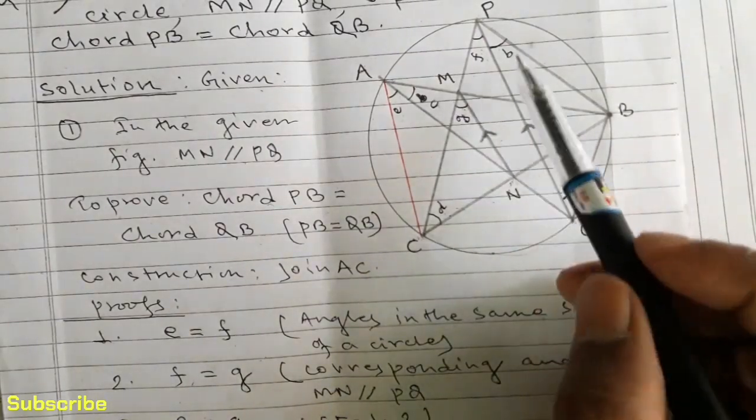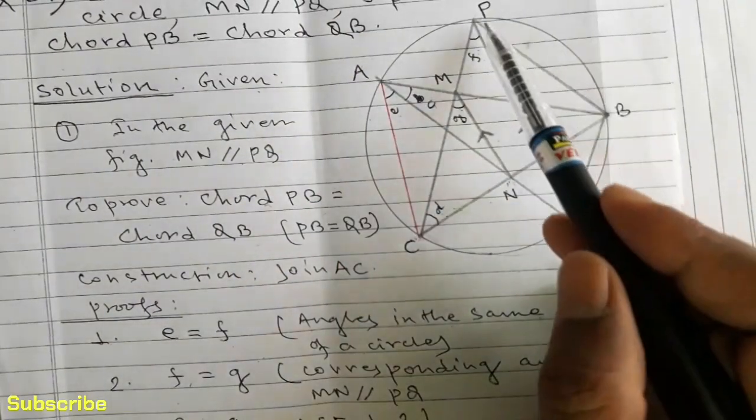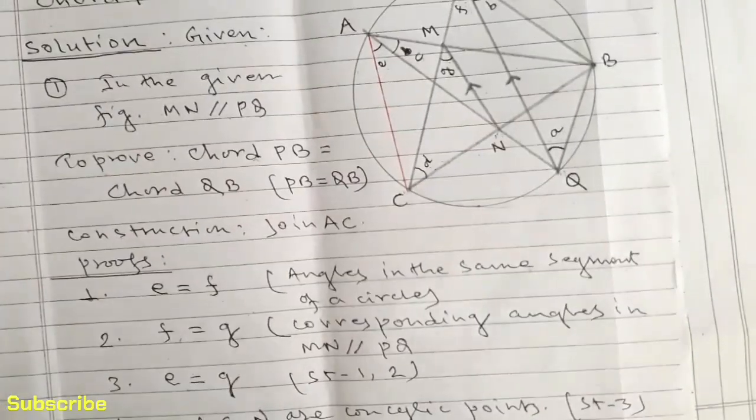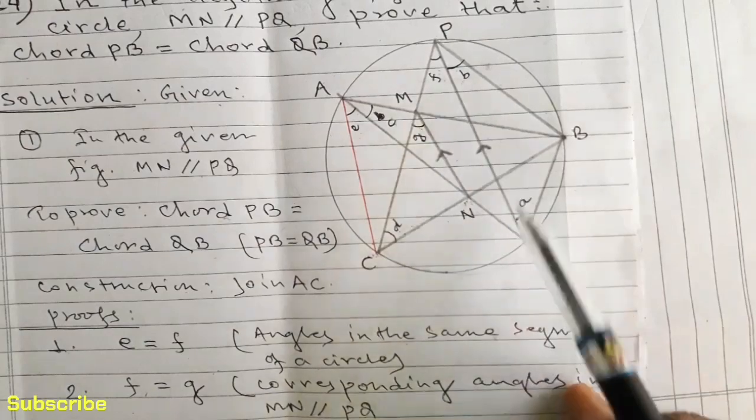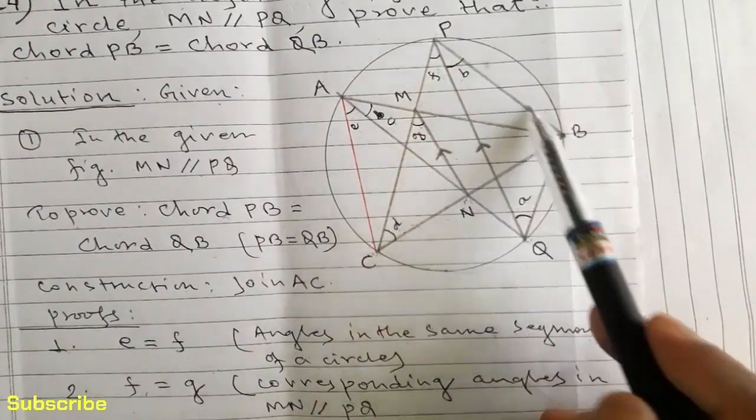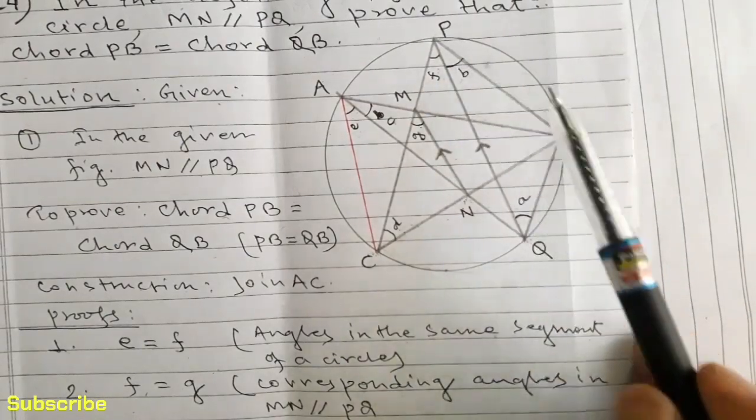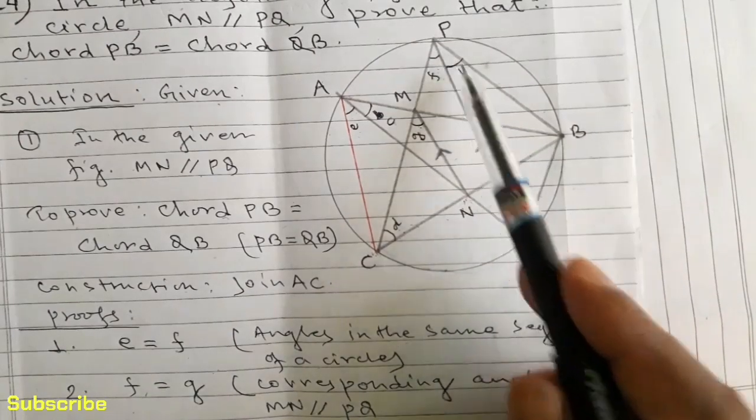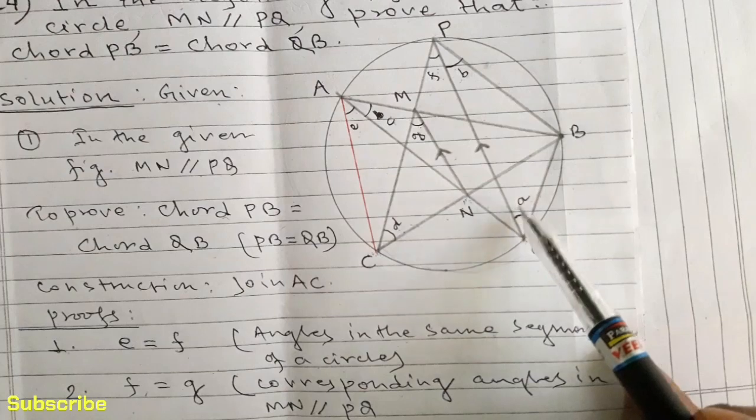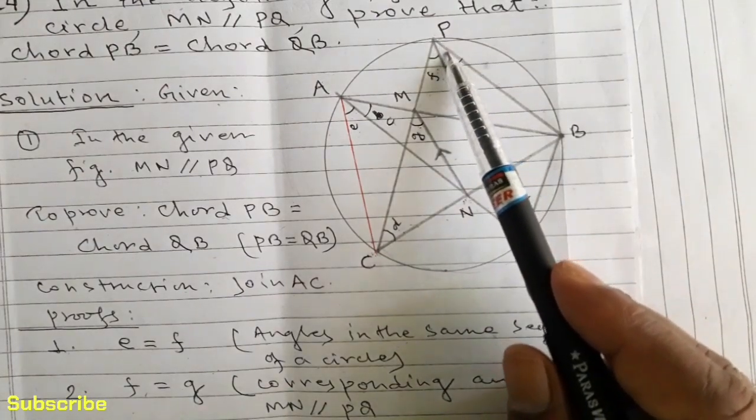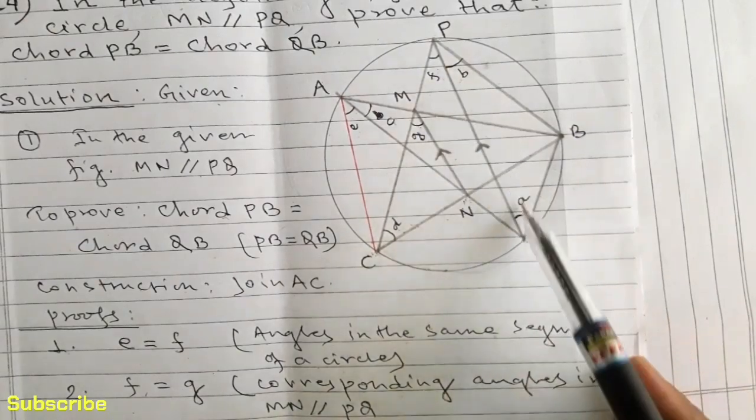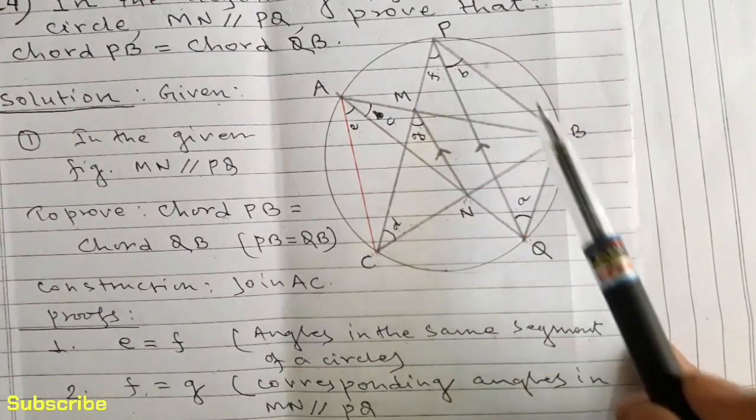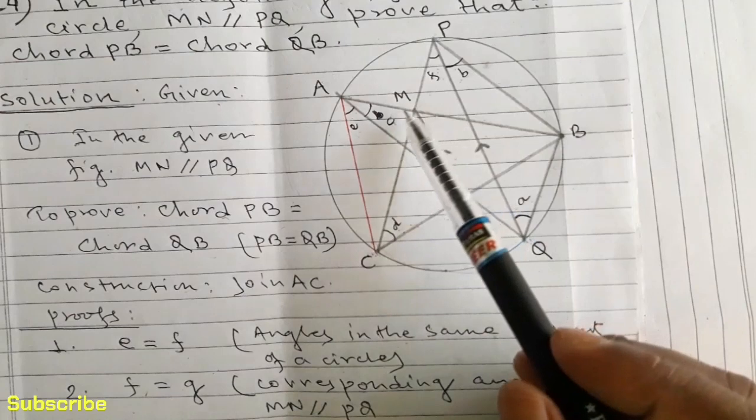Now we have to show chord PB is equal to chord QB. So now we are going to link angle C and angle D with angle B and angle A. Angle B is the angle which is subtended by chord QB at the circumference, and angle A is the angle which is subtended by the chord PB at the circumference of the circle. So dear students, in order to show A is equal to B, we have to link angle A and B with angle C and D.